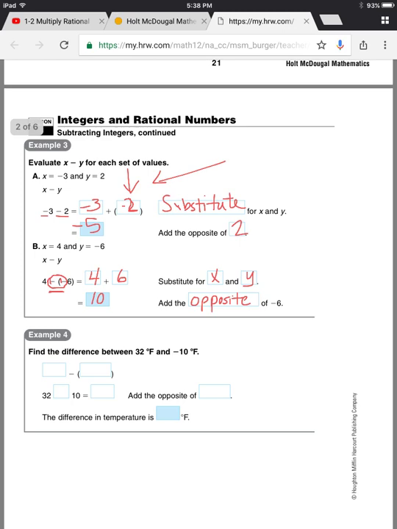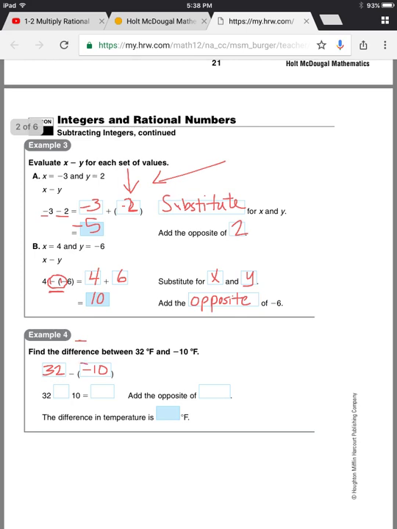Find the difference between 32 degrees Fahrenheit and negative 10 degrees Fahrenheit. So the difference means subtract. So we're going to be subtracting those two numbers. So we're going to have 32, because the bigger number goes first, minus a negative 10. Because we're finding the difference, so we have to keep the negative on the negative 10 still. Because if we don't, it's just 32 minus 10.